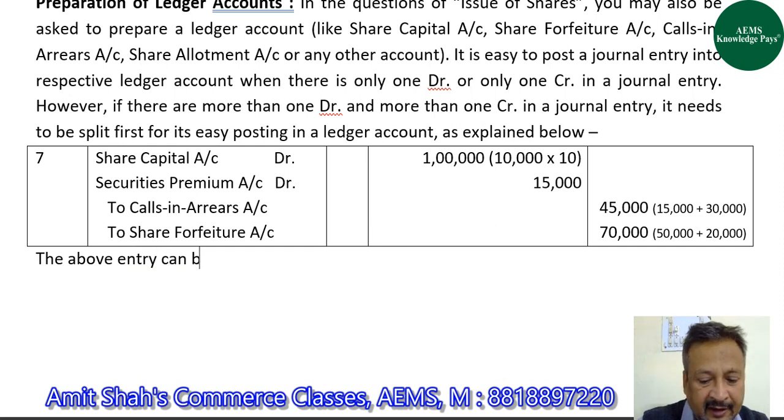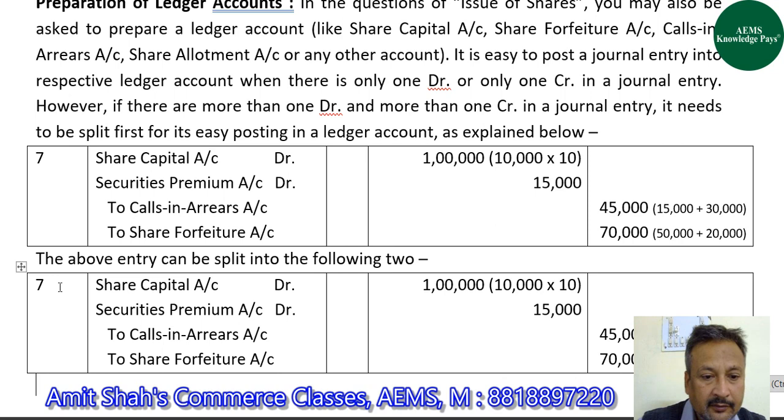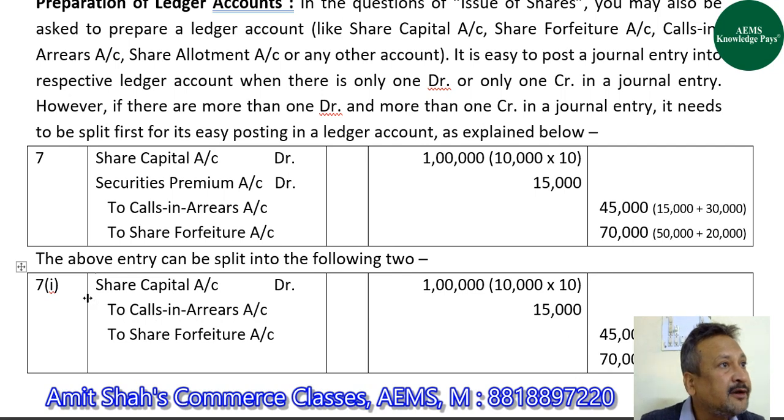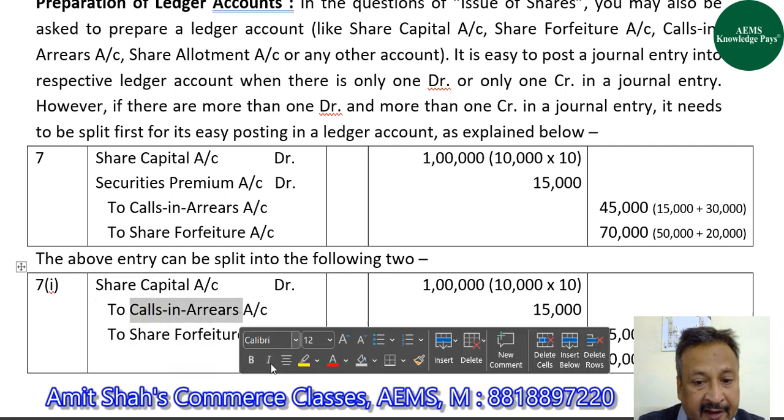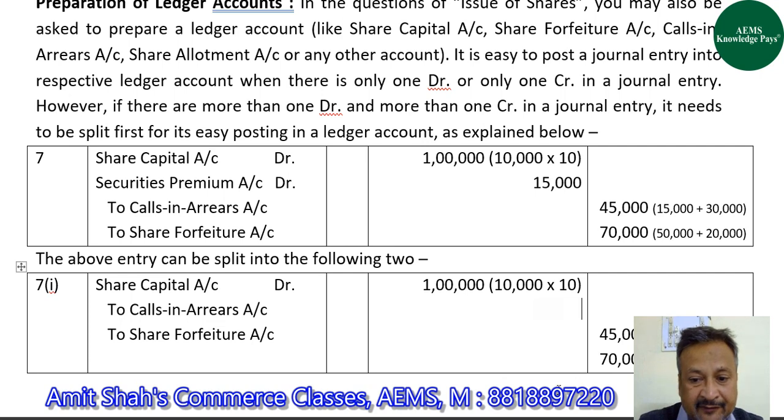The above entry can be split into the following two. I'm removing premium from here. So now here we have capital, here also we have capital. In calls account, we have, I think, both premium and face value, that is capital. Correct?